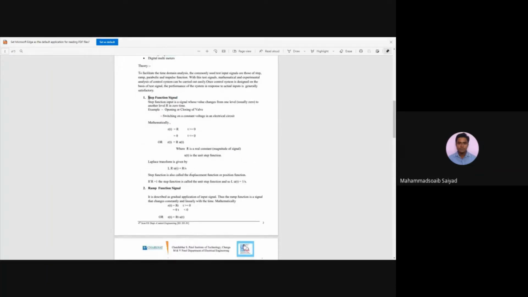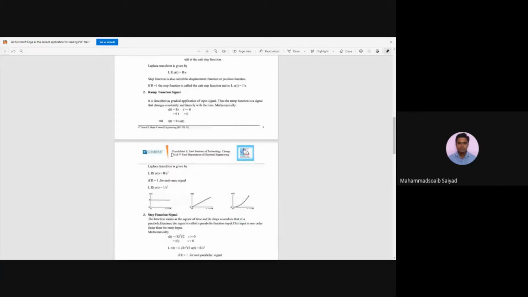As we can see, for the step function generator, the mathematical equation is given as R(t) is equal to A or 0, depending upon the time condition that you already know. The Laplace transformation is given as A upon S. For the ramp input, R(t) is equal to A into t or 0, depending upon the value of time.